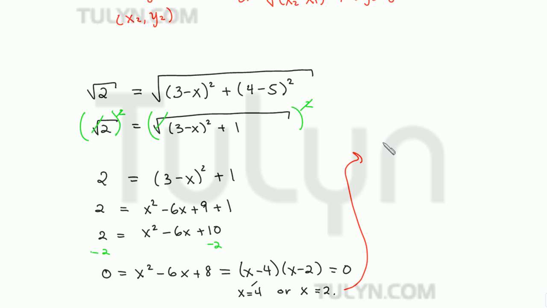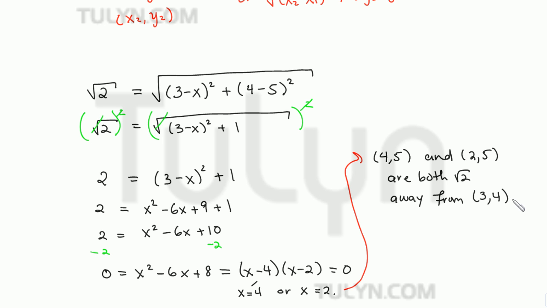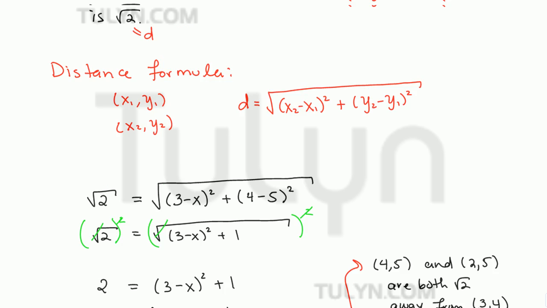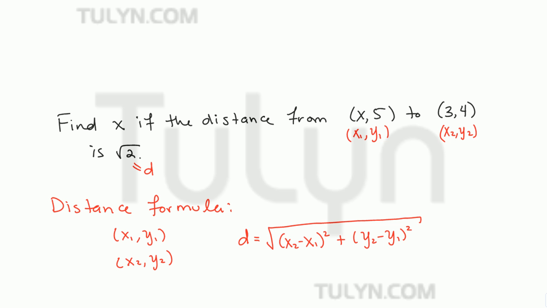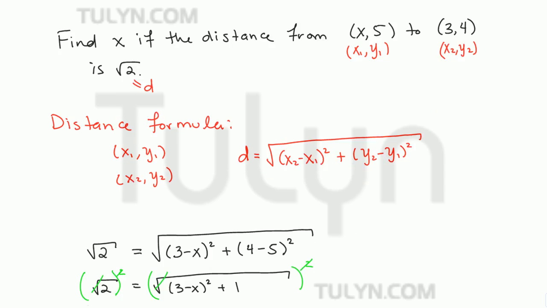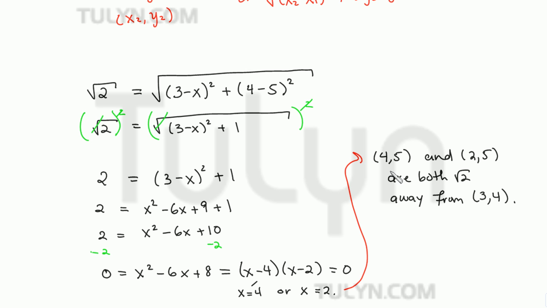So since we have x is equal to 4 and x is equal to 2, then we know that the point 4, 5 and the point 2, 5 are both square root of 2 away from the point 3, 4, which was the answer to the question, right? We wanted to find x where the distance between x, 5 to 3, 4 is square root of 2. Well, there we go. Those two x's satisfy this question.